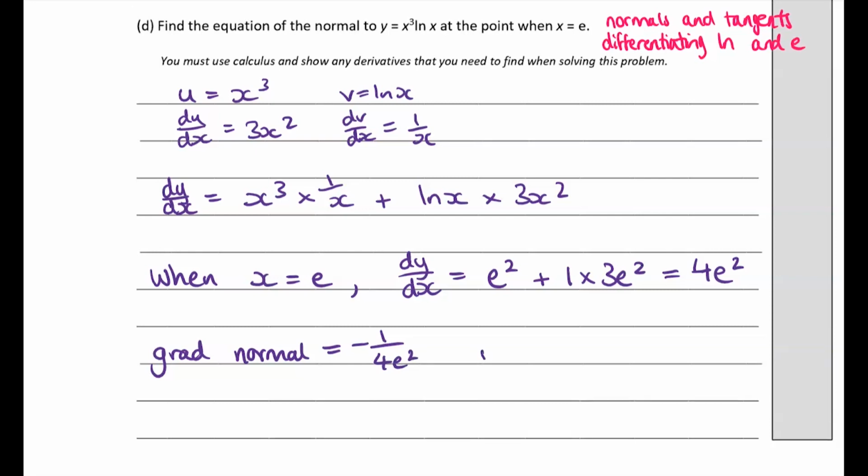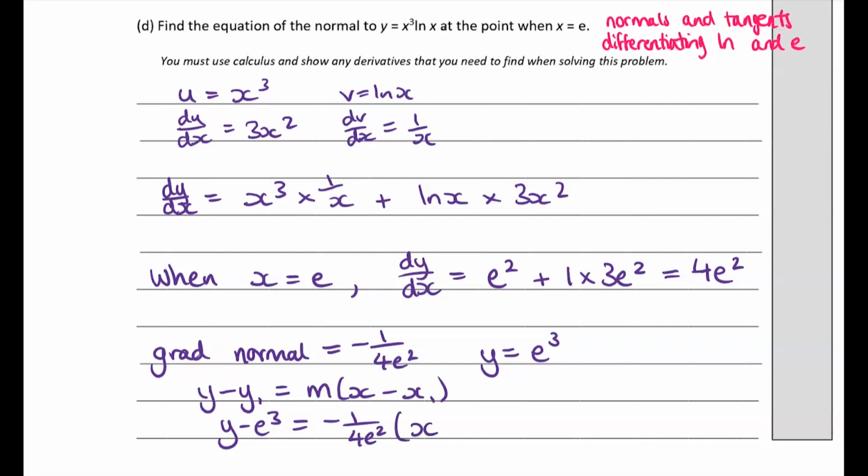And the final piece of the puzzle we will need is the value of y. So if x is e, we pop that into the equation x cubed ln x. So that will simply be e cubed, because ln of e will be 1. So now y minus y1 is equal to m times x minus x1. So y minus e cubed is equal to minus 1 over 4e squared times x minus e. You could multiply out, rearrange, simplify if you want. However, that will be sufficient to get you the marks.